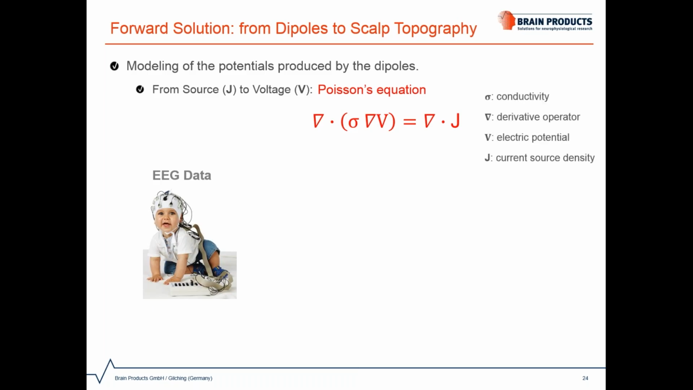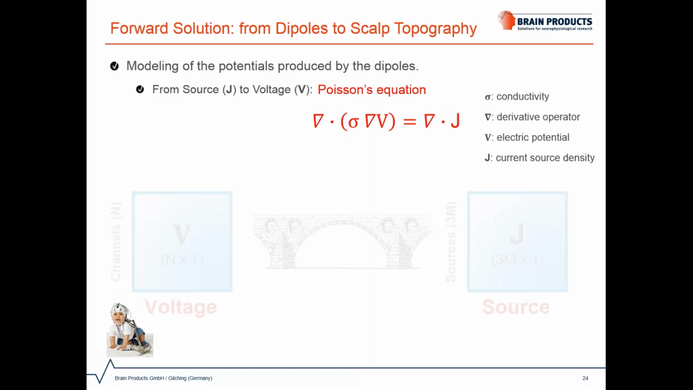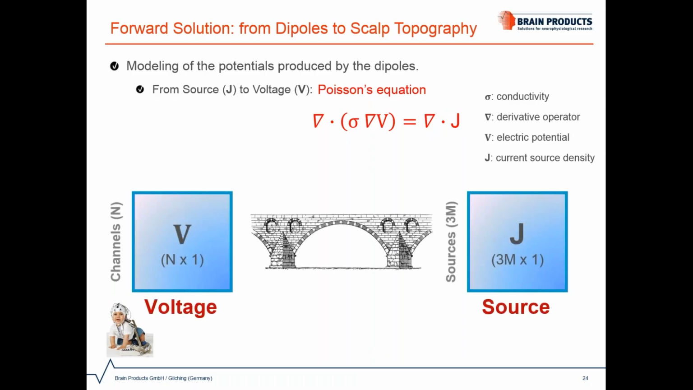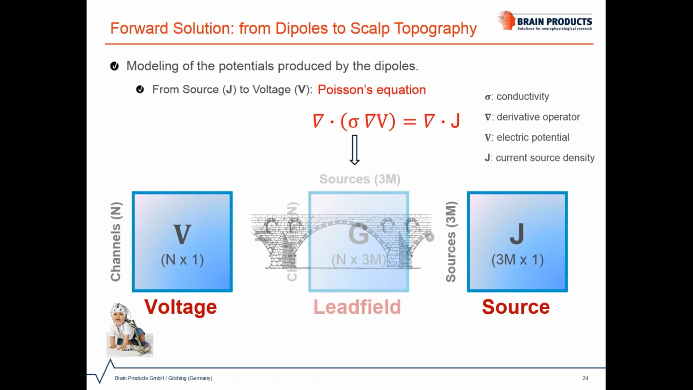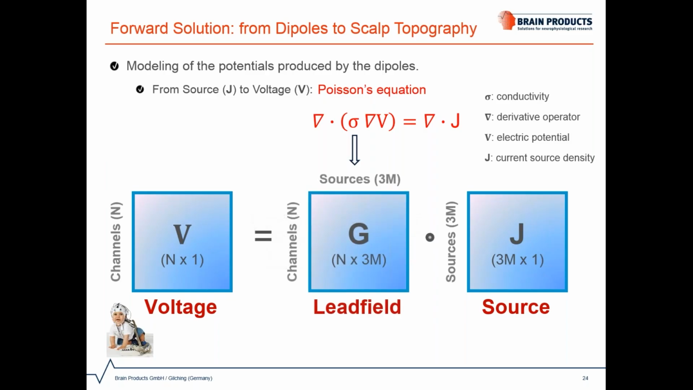Sigma is the conductivity of the volume, and nabla indicates the derivative function. So the multiplication of the conductivity with the spatial derivative of the electrical potential gives the current source density, and taking its derivative gives the volume current density. This equation depicts the linear relation between the electric field and the volume current density. This linear relationship is mediated by the lead field matrix, which contains the conductivities of the tissue and the geometry of the head. So the electrical potentials are calculated as a multiplication of the lead field G and the source J.